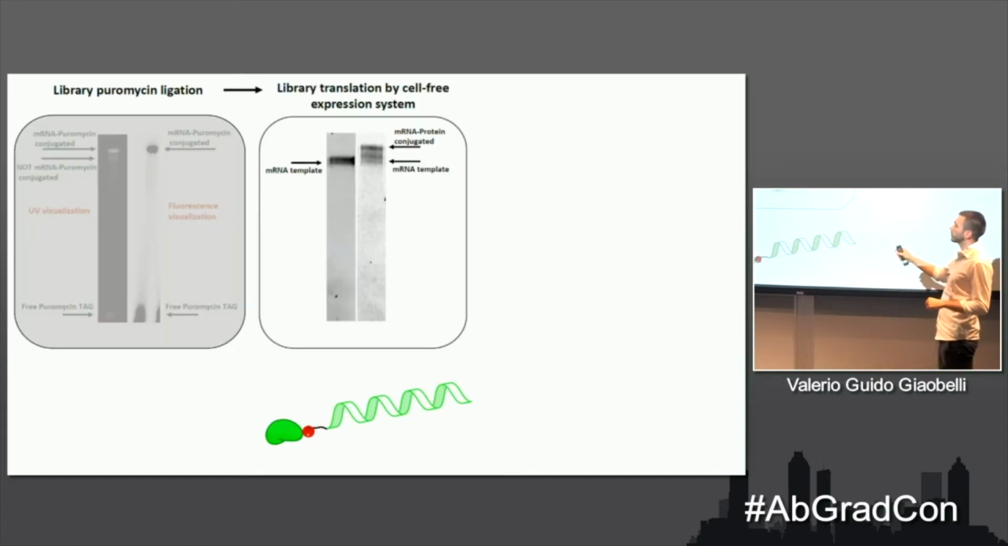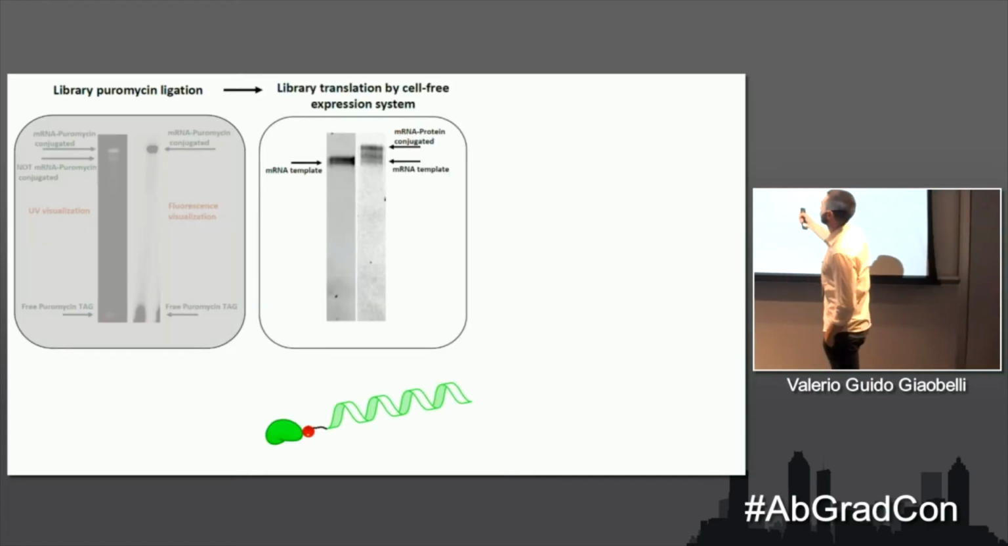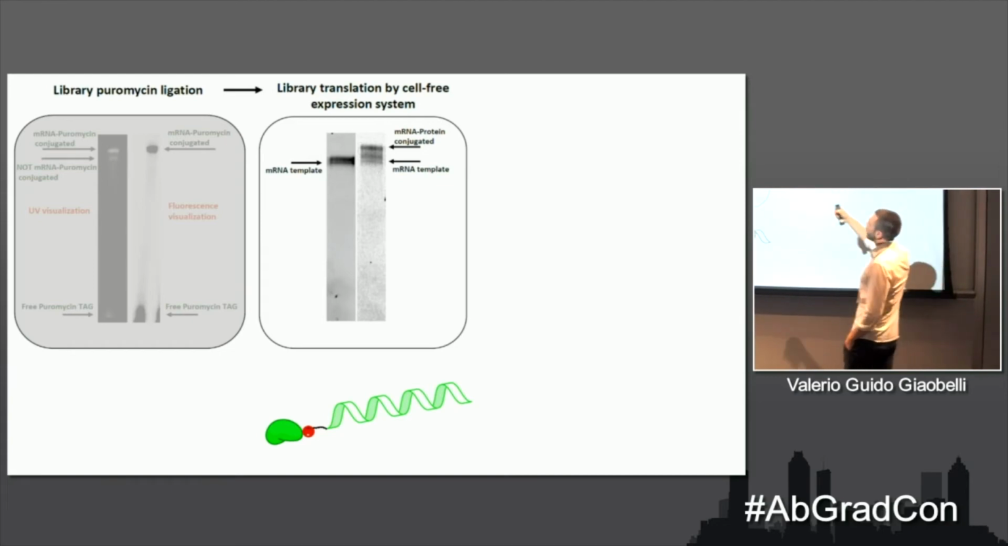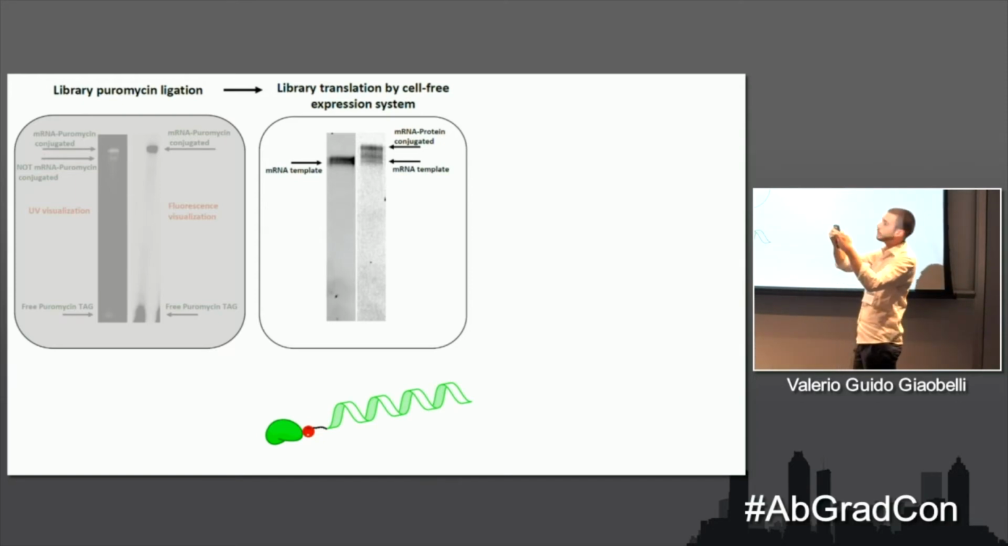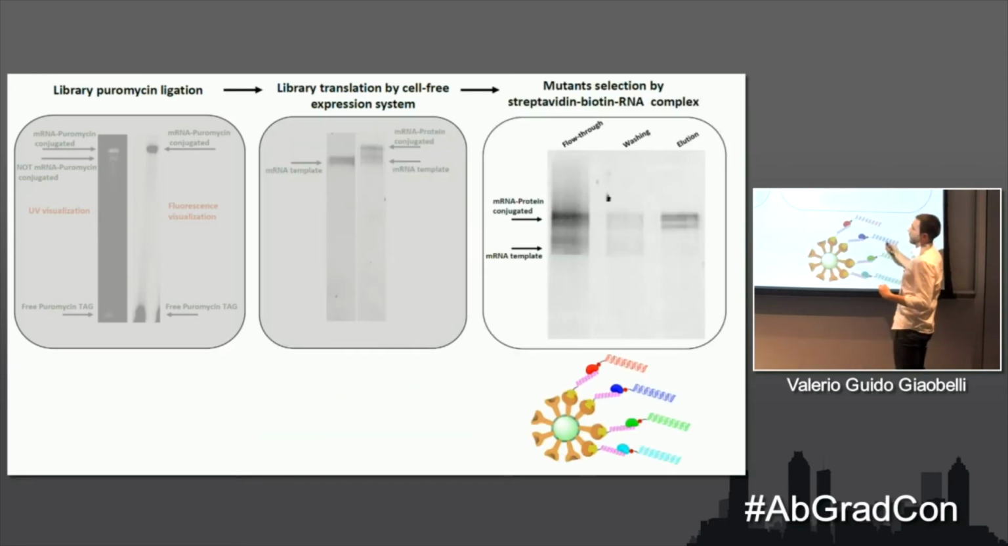After that, the RNA will be expressed, translated, and here we can see the difference before and after. So only mRNA, and after the translation, we can see a shift, which means that there is protein plus mRNA. So there is expression. And after that, the selection.